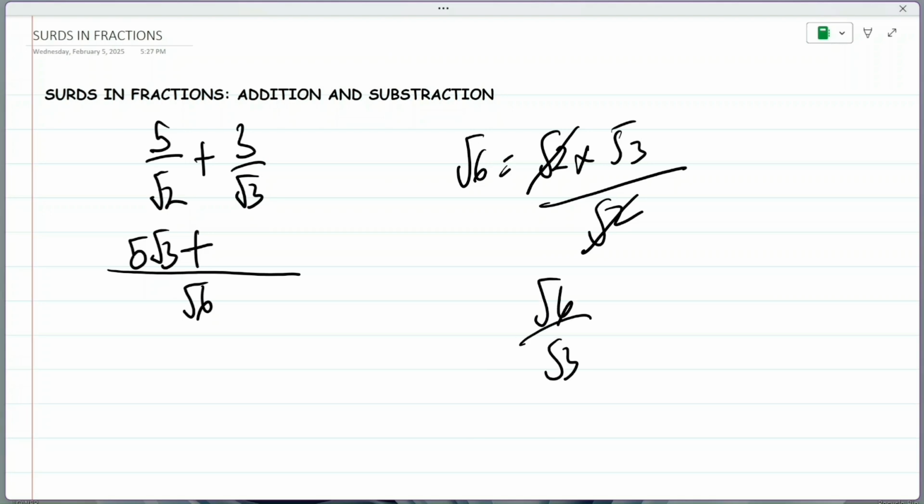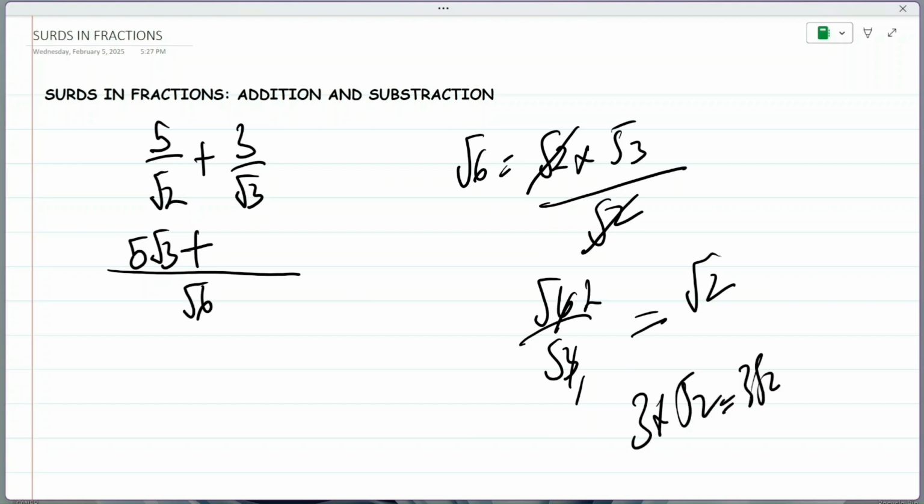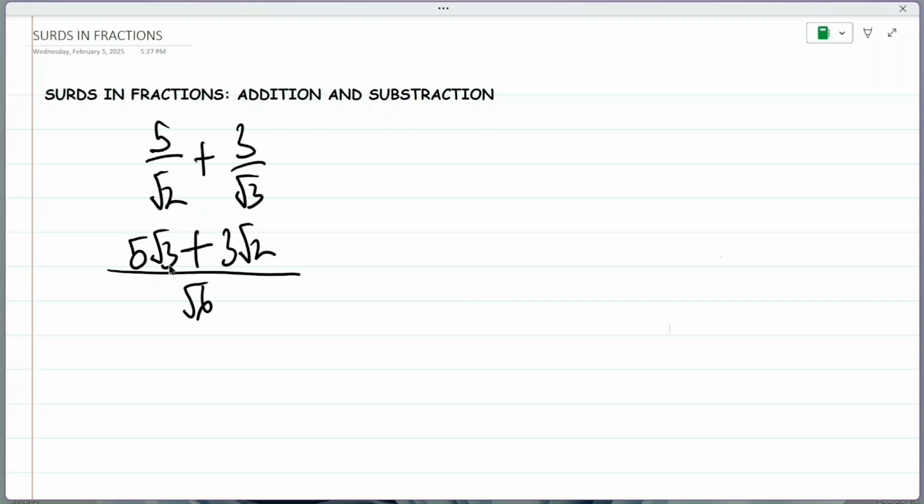You can just say 3 here 1, 3 here 2. We can have this as root 2. You have to be very careful using this technique. So square root of 6 divided by square root of 3 gives you square root of 2. The result, which is square root of 2 times 3, that's 3 root 2. We have this as 3 root 2. And since root 3 and root 2 are not like terms, we cannot add them. We leave it as 5 root 3 plus 3 root 2 over root 6.